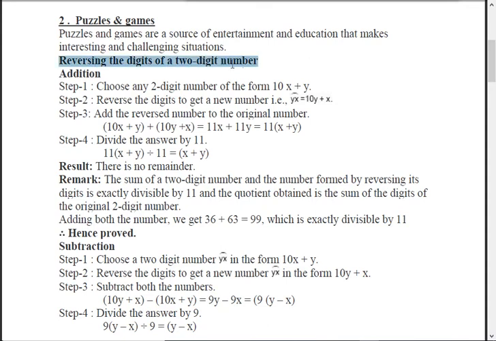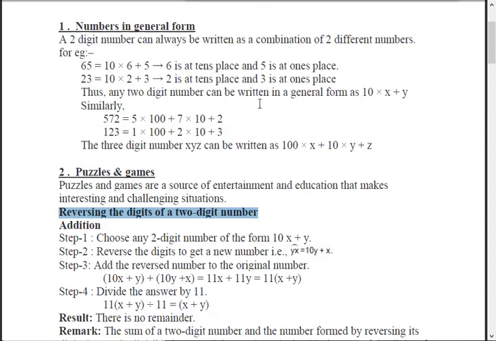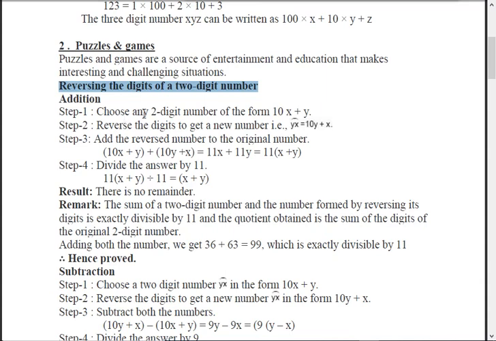So, reversing the digits of two-digit numbers. Means what? Suppose it is 65, if I reverse it, then what does it become? 56. Means 10 into 5 plus 6, and earlier it was 10 into 6 plus 5, right? So reversing, choose any two-digit number 10x plus y, reverse the digits, so it becomes yx, 10y plus x. Add the reverse number to the original number. This 10x plus y plus 10y plus x equals 11x plus 11y. So 11 into x plus y.